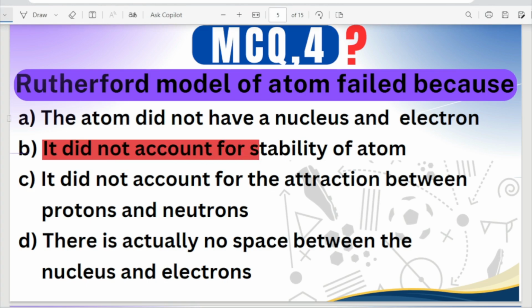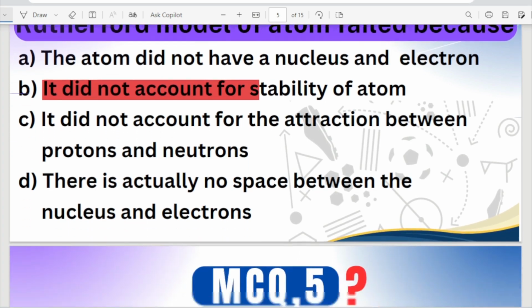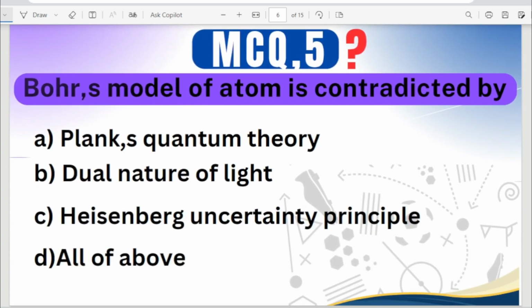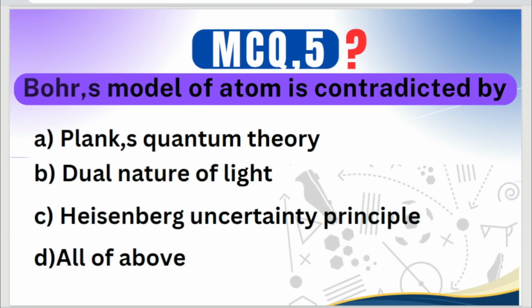Now we have the fifth question: Bohr's atomic model is contradicted by. The four options are Planck's quantum theory, dual nature of light, Heisenberg's uncertainty principle, or all of the above. We know that according to Bohr's model, the exact position and momentum of the electron are fixed. However, according to Heisenberg's uncertainty principle, both position and momentum of an electron cannot be determined simultaneously.